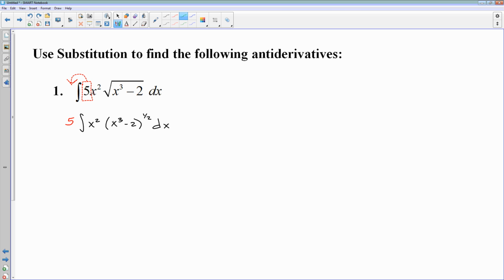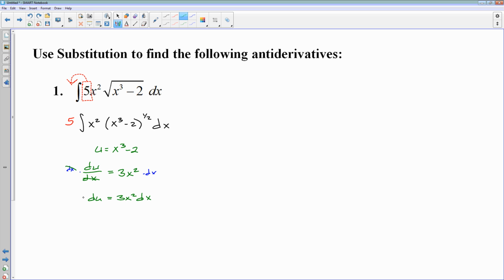Like I said earlier, I see an inside, which is x cubed minus 2, so I'm going to let that be my u. You want to choose the inside as your u, and then you find the derivative of u. So the derivative of u with respect to x is 3x squared, except I'm not going to write du dx. I'm going to multiply both sides by dx, and that gives me a du. See, my dx's cancel. That gives me a du of 3x squared dx.